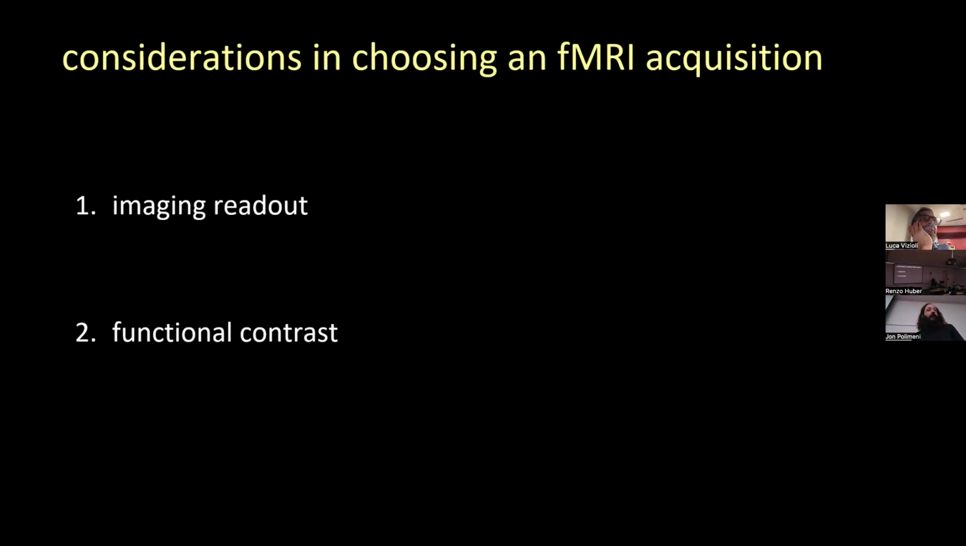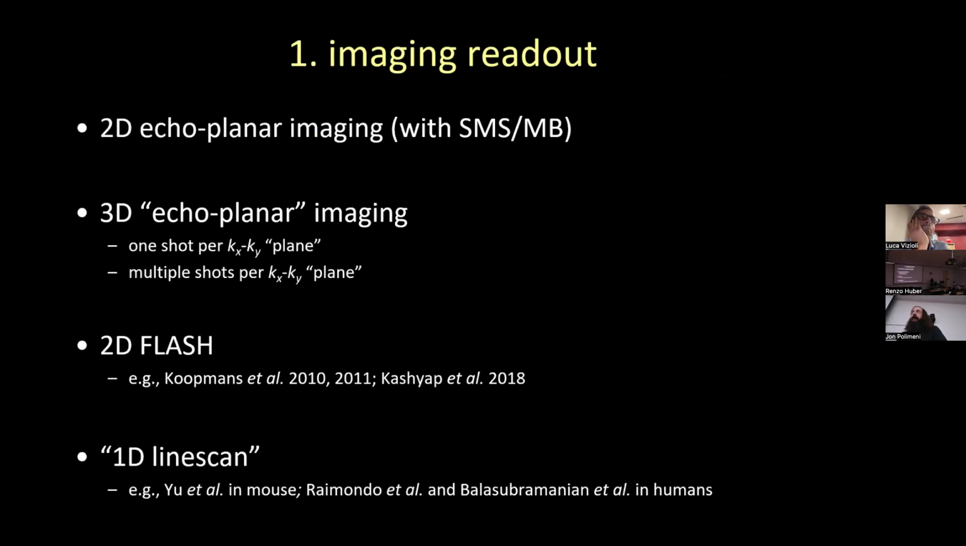Now, considerations in choosing an fMRI acquisition, I think there are two main considerations. One is the imaging readout, and the second is the form of functional contrast. Now, there are many different imaging readouts to choose from these days. The classic is 2D echoplanar imaging, or EPI, with SMS or multiband. Now we see greater adoption of advanced 3D echoplanar imaging techniques. It's called echoplanar because it's typically one shot per kx, ky plane. Sometimes you see multiple shots per kx, ky plane.